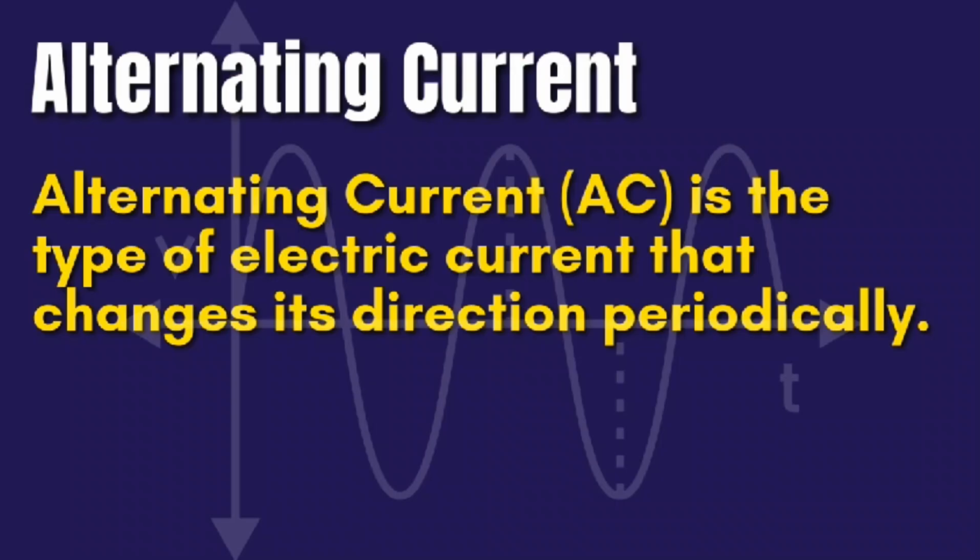Now, what is alternating current? It is the type of electric current that changes its direction periodically. In simple words, alternating current flows back and forth like the tides in the ocean, sometimes moving forward, sometimes backward.